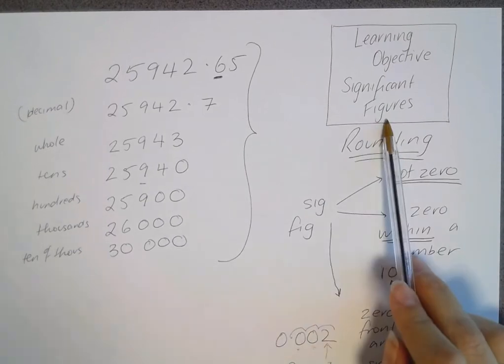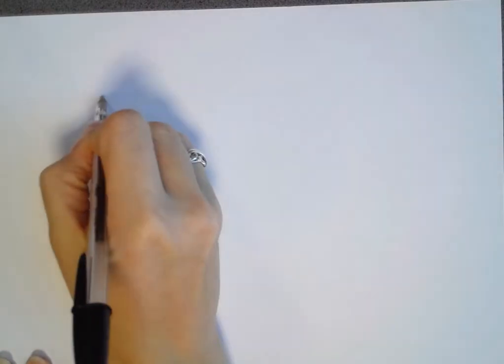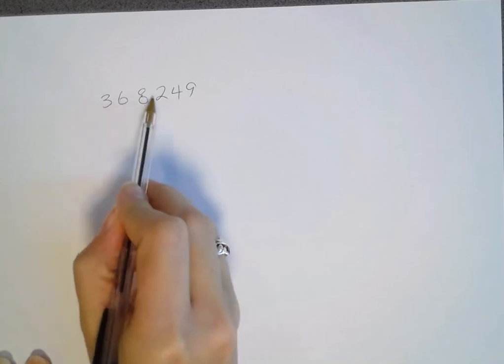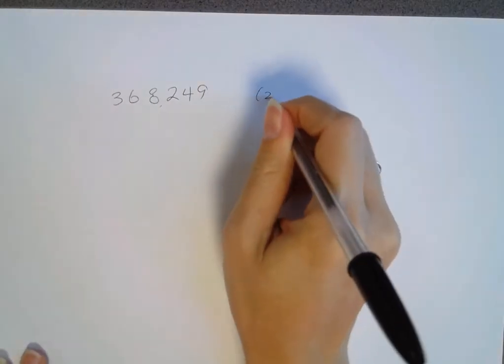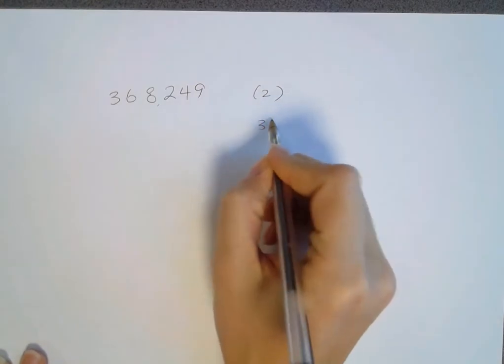So let's carry on with our significant figures by doing some examples. Okay, let's start us off. I've got the number 368,249, so quite a big one, and I would like to round it to 2 significant figures and 3 significant figures.